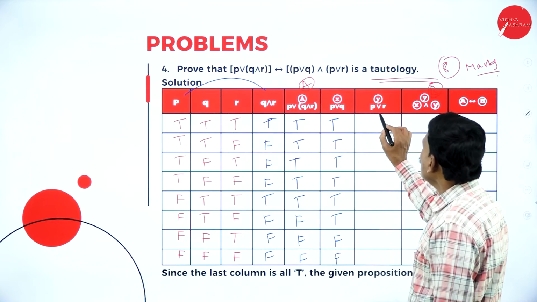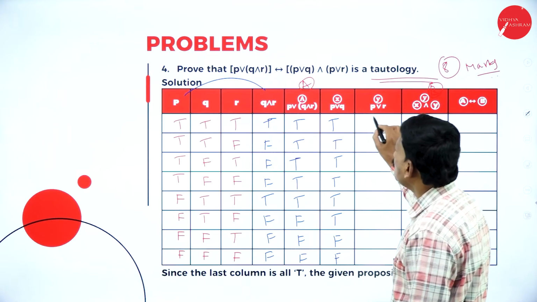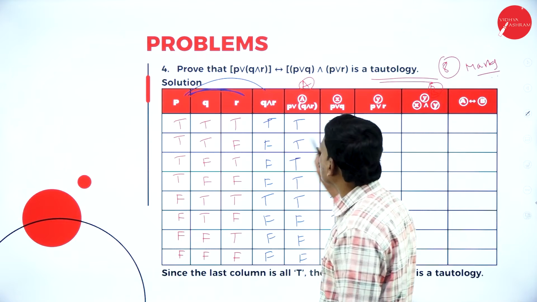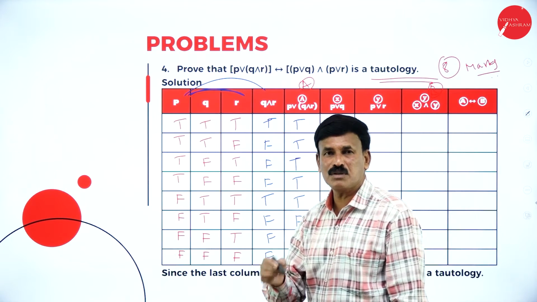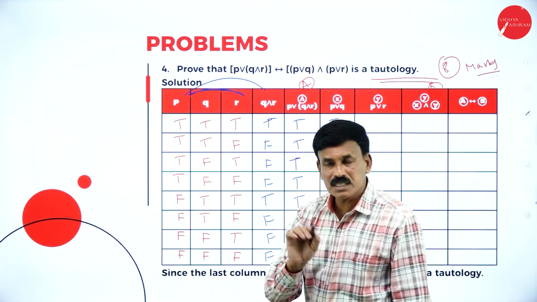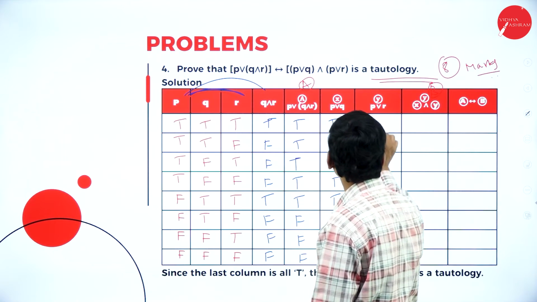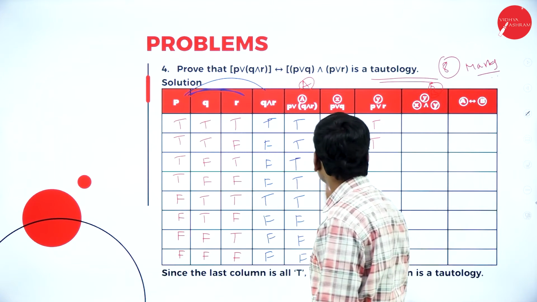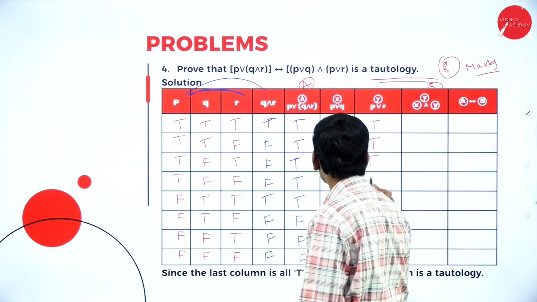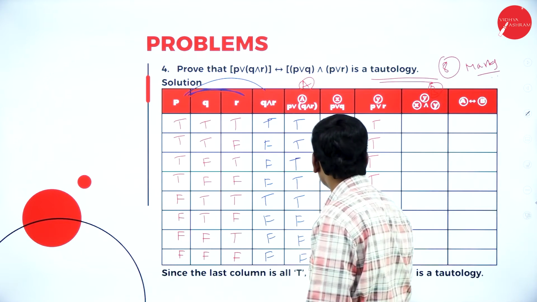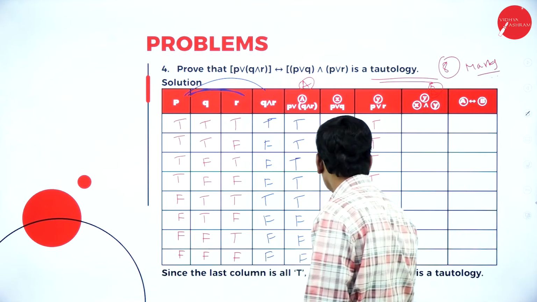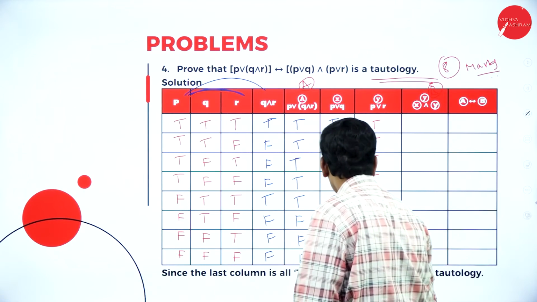Similarly, the disjunction between P and R. For P and R, the disjunction means false and false is false, in all other cases it is true. So true and true is true. Again true and false is true. Again true and true is true. Again true and false is also true. False and true is also true. False and false is false. Again false and true is true. False and false is false.